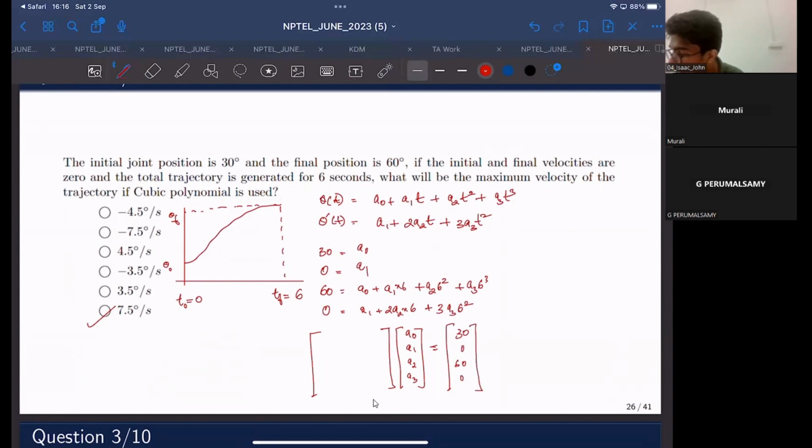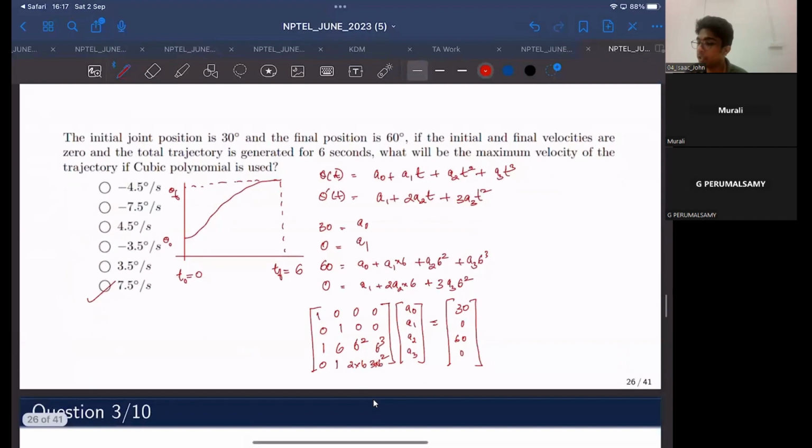And this would end up with the first row 1, 0, 0, 0. The second row would be 0, 1, 0, 0. The third equation would be 1, 6, 6 square, 6 cube. The fourth equation would be 0, 1, 2 into 6, 3 into 6 square.